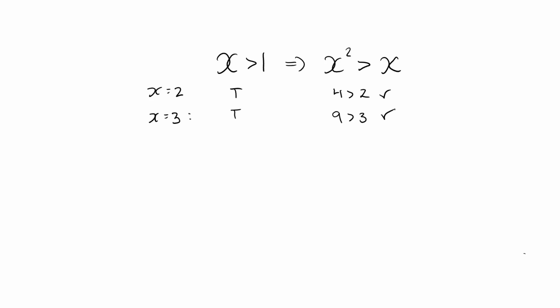We can try a value slightly larger than 1, for example x equal to 1.1, but the conclusion is still true since 1.1 squared is 1.21. It certainly seems like this statement is true, but unless we check every possible value that satisfies the hypothesis, we do not have the proof. Therefore, we need a strategy for proving this implication, which does not require us to check every possible value.